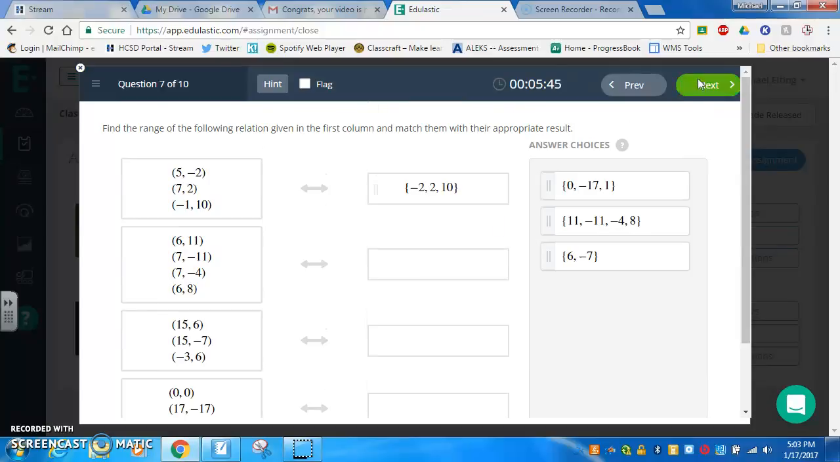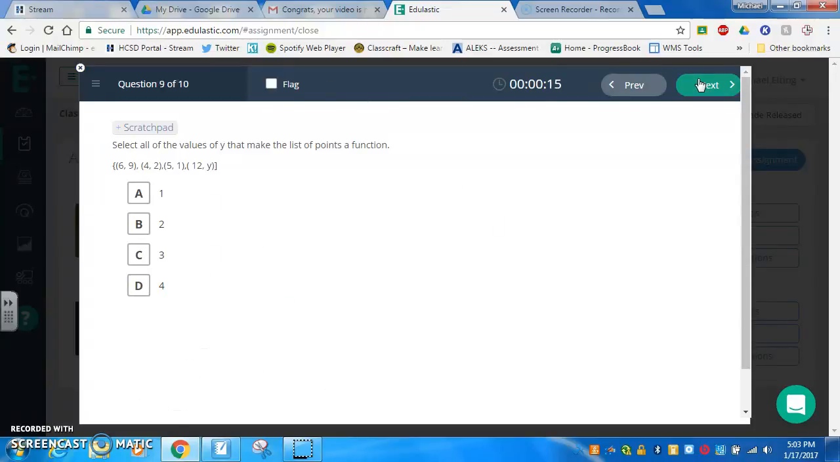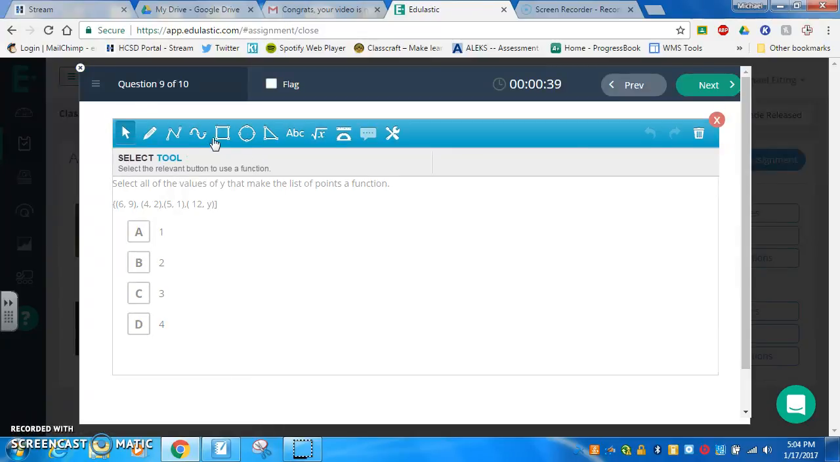They're not very difficult. But let's move on to number 9. It wants us to select the value of y that would make this a list of points of a function. If you look here, it says 6, 9, 4, 2, 5, 1, 12, y. So basically, I'm trying to think of all the things that y could be. And not that this is meant to trick you, but the only time that I'm ever going to give you this question is when we have repeating inputs.